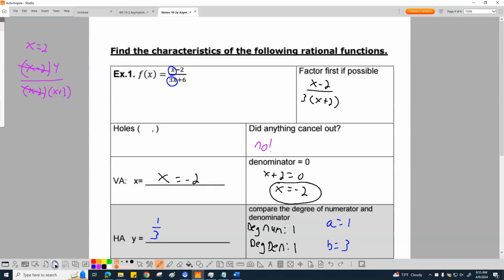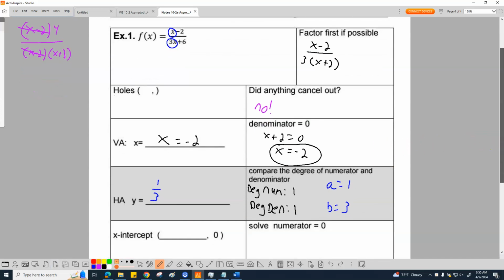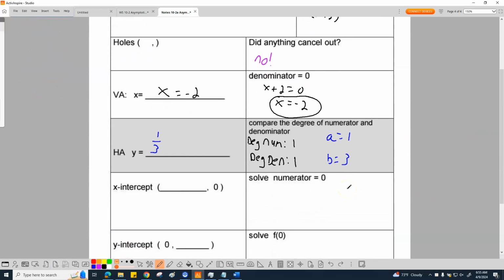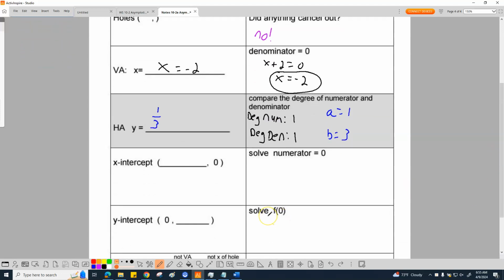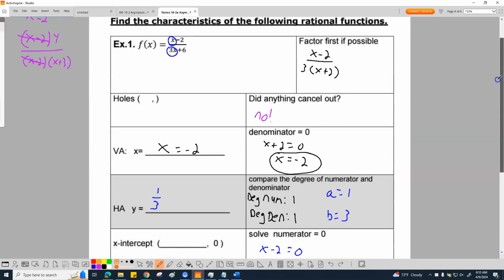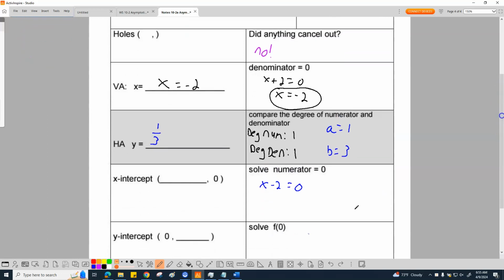Let's do it. Set the numerator equal to 0 and solve. All right, what is my numerator in this particular problem? It is x minus 2. So I have x minus 2 equals 0. So then what do I have? Yeah, x minus 2 equals 0. So then x equals 2. So when I'm all said and done, I have x equals 2.